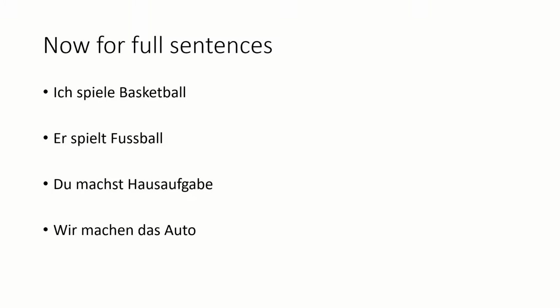For the third sentence, Du machst Hausaufgabe. So I'm saying you are doing homework. So remember, for du, you add an st to the end of the stem of mach. So you get machst. And for the last one, Wir machen das Auto. So for wir, the ending you have to add is en. So we have wir machen das Auto.